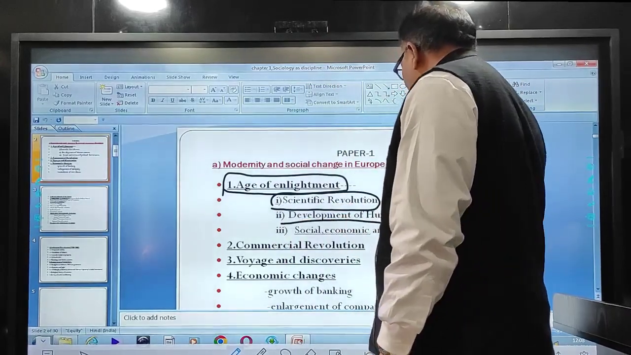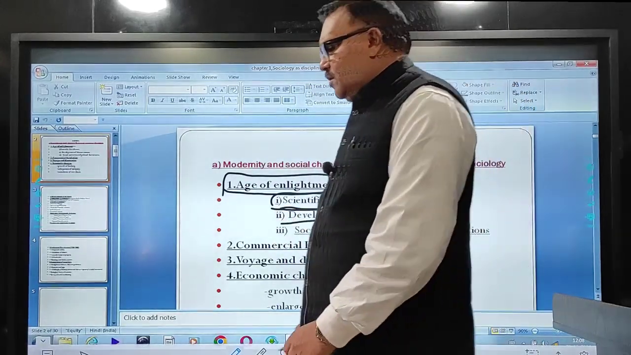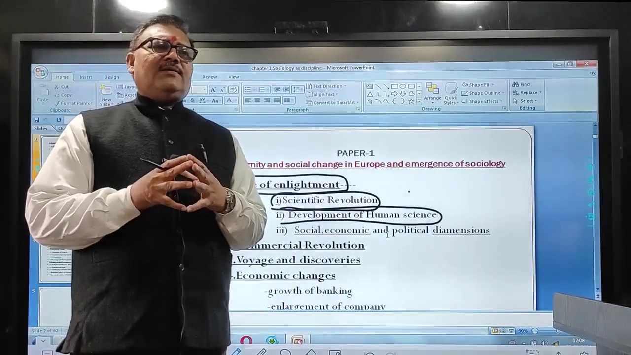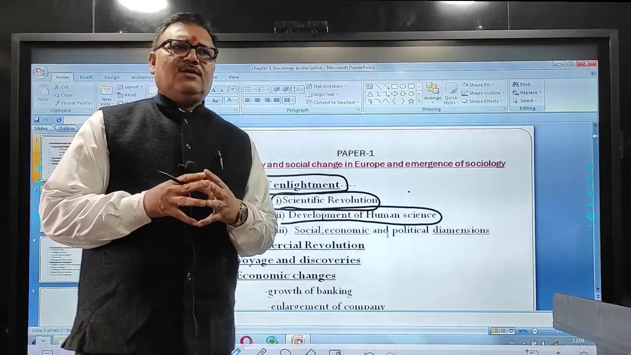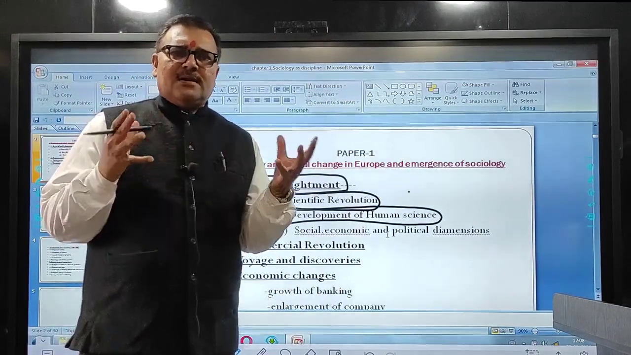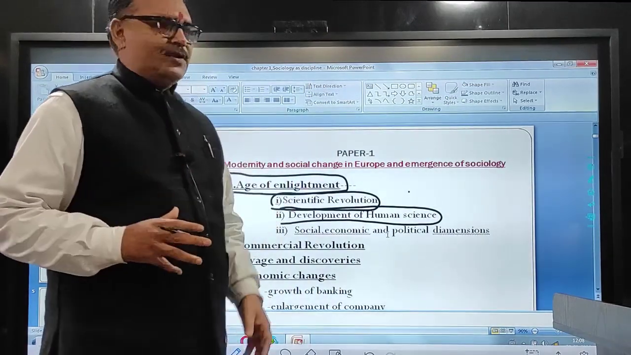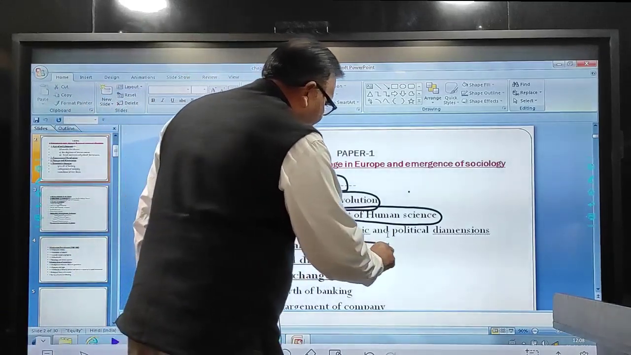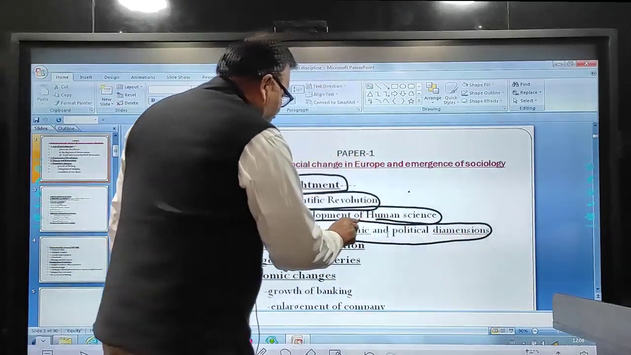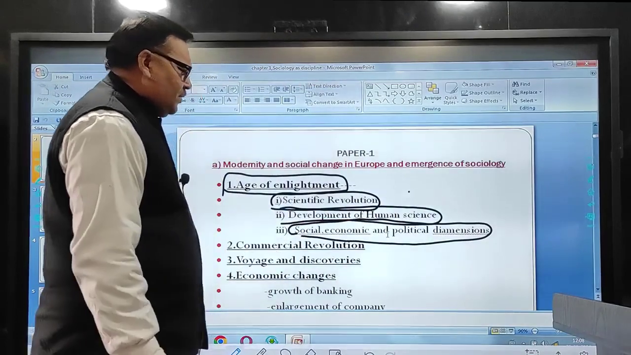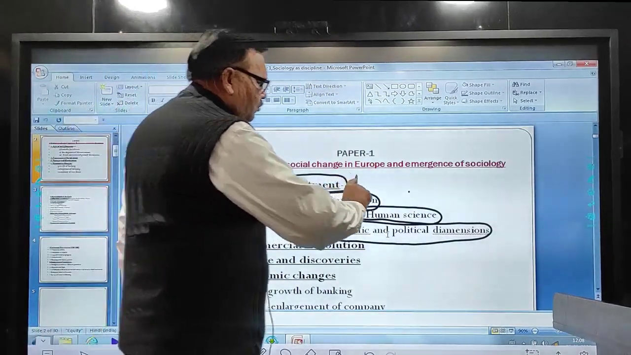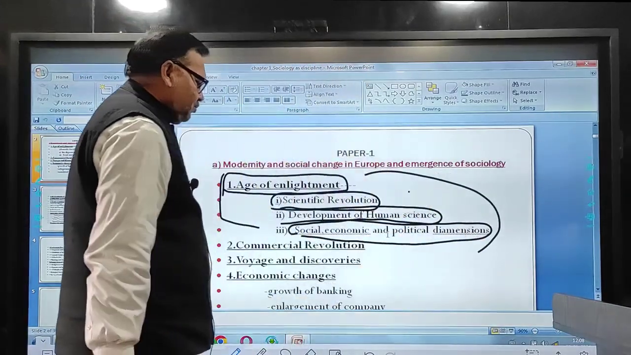Development of the human sciences, like history, economics, geography, and philosophy. A large number of intellectuals propounded logical, systematic, scientific studies of societies. Social, economic and political dimensions, that is, socio-economic and political change, were elaborated. So all the enlightenment thinkers, that is the intellectual revolution, we discuss first.